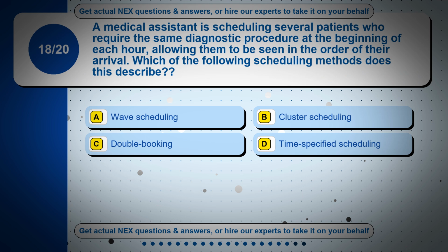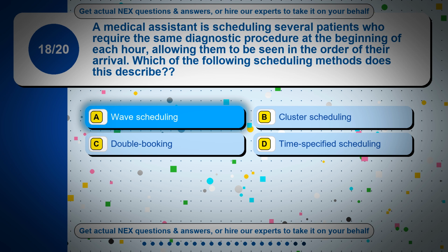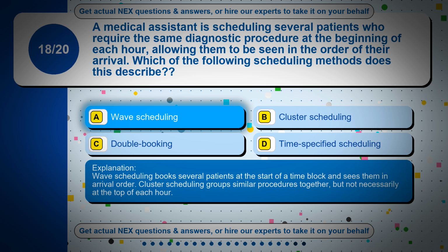Question 18. A medical assistant is scheduling several patients who require the same diagnostic procedure at the beginning of each hour, allowing them to be seen in the order of their arrival. Which of the following scheduling methods does this describe? Option A, wave scheduling. Option B, cluster scheduling. Option C, double booking. Option D, time-specified scheduling. The correct answer is option A, wave scheduling. Wave scheduling books several patients at the start of a time block and sees them in arrival order. Cluster scheduling groups similar procedures together, but not necessarily at the top of each hour.